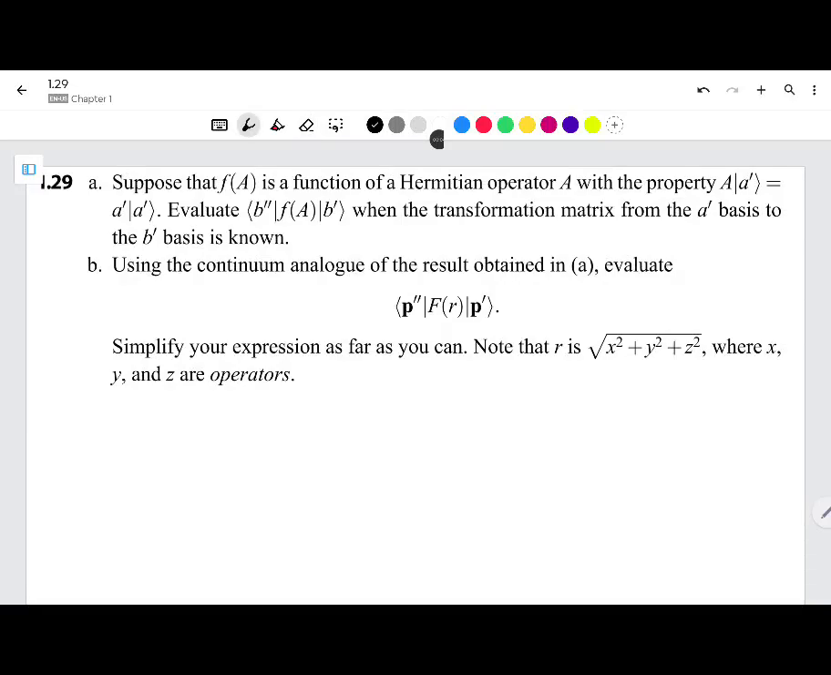So we are told here that f of A is a function of a Hermitian operator, and this is the property. Okay, fine. And then we need to evaluate this quantity, and the transformation matrix from the a basis to the b basis is known. And after we are done with this, the b prime is replaced by the momentum operator, momentum eigenstates. Okay, first we'll check a. Okay, fine. So we need to evaluate this.